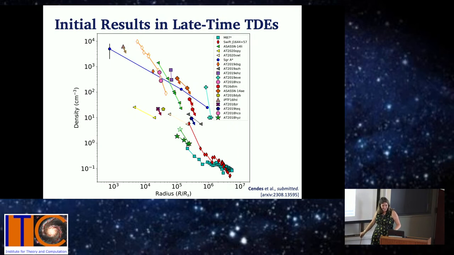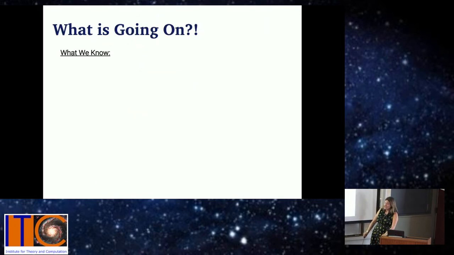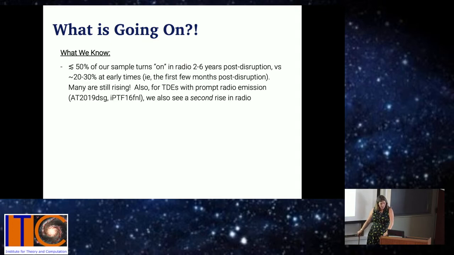I'm almost done. So the final question is, what is going on? I've shown you a lot of data. There's a lot of interesting things happening. So here's what we know so far for this picture. It appears that up to 50% of the sample, 40-50%, depending how you parse it, turns on in the radio roughly 2 to 6 years after the disruption of the star as seen in optical, versus, as I said, 20-30% at early times. You can argue with me that, okay, 20% versus 40%, that's not that big a deal. I'm still just going to point out that I think most people would have told you 0 to 10% a month ago, so this is a very different environment than that.